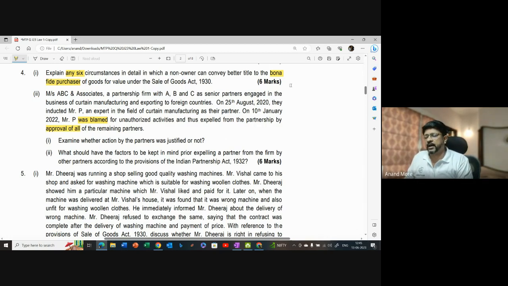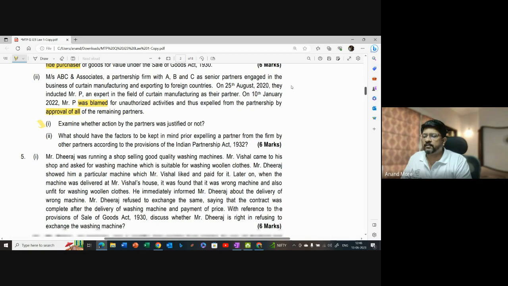And next point, what factors should be kept in mind prior to expelling a partner from the firm by other partners according to the provisions of the Indian Partnership Act? Number 1, it should be mentioned in the partnership deed. Number 2, proper communication is done to the partner. Number 3, the expelled partner is given an opportunity of being heard. And number 4, all other partners in majority have decided to go for expulsion. These are the conditions to be completed. So the first question is 3 marks and the second question is 3 marks, you can consider for the purpose of this. Let us consider the next question.